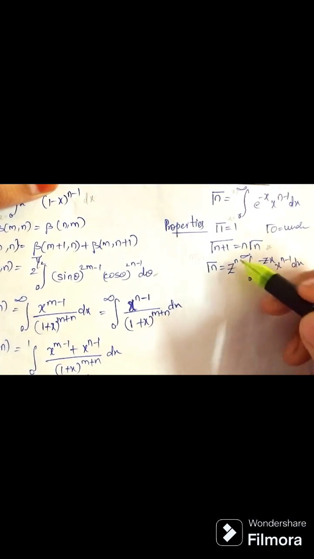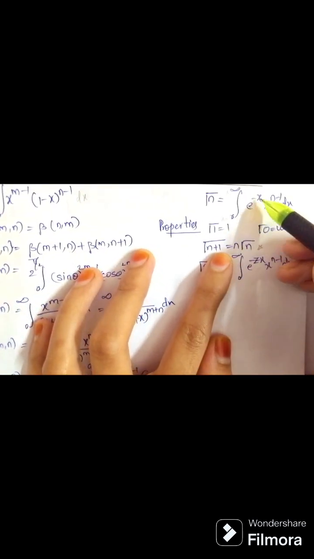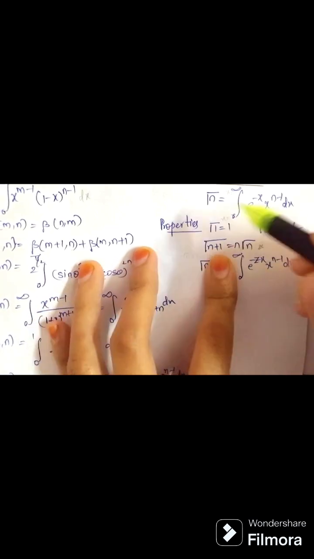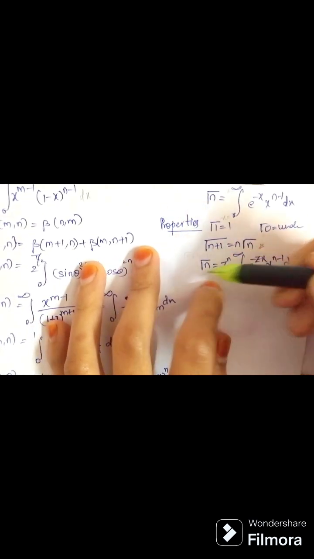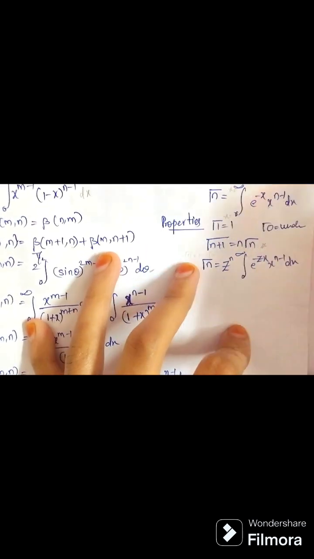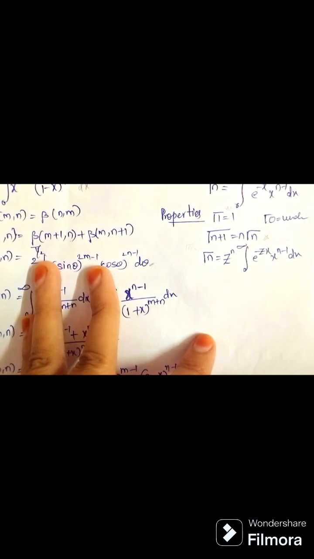Next, this is another form of writing gamma, where z is an integer. Here it is e power minus x. If you want something like e power minus zx, then the answer will be gamma n by z power n. Then you can write this form. These are all proofs you need to study. Now first go to sums.